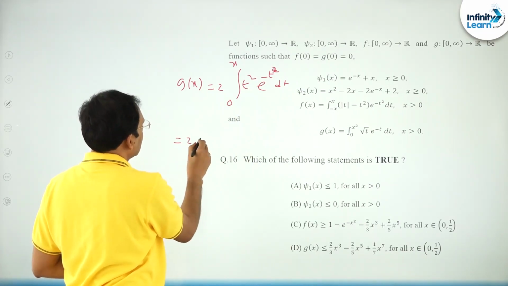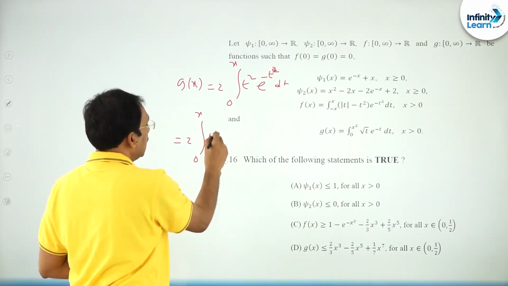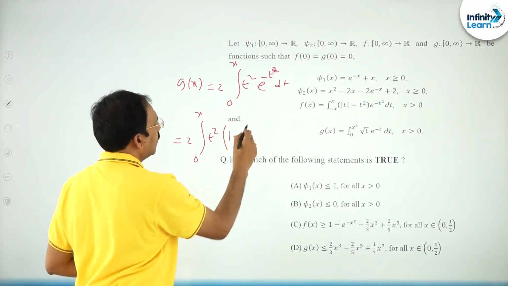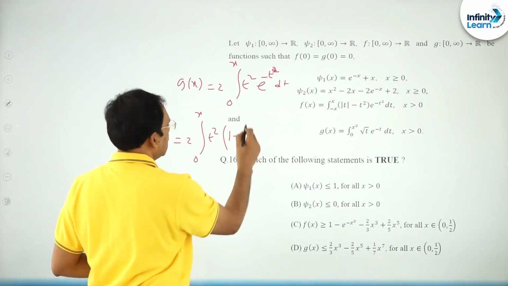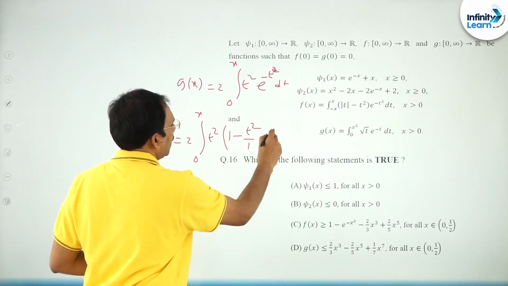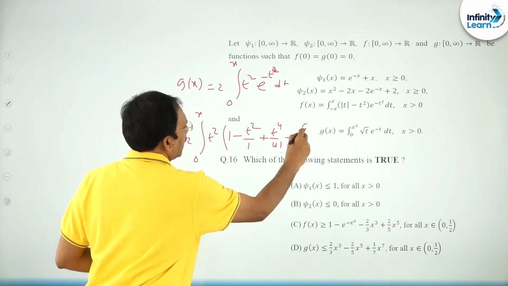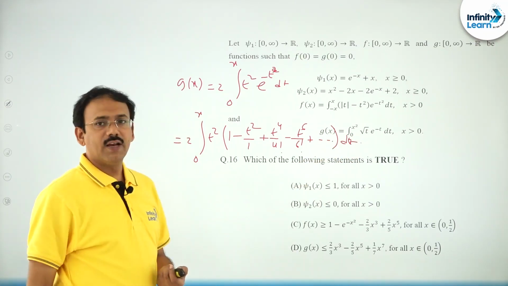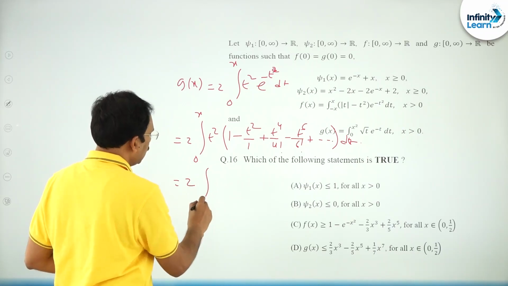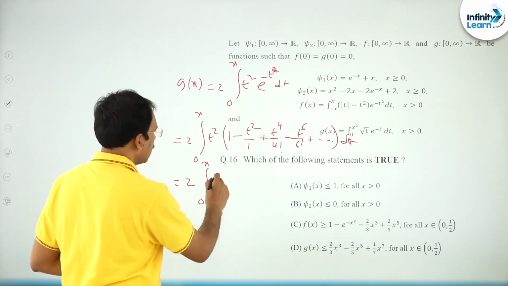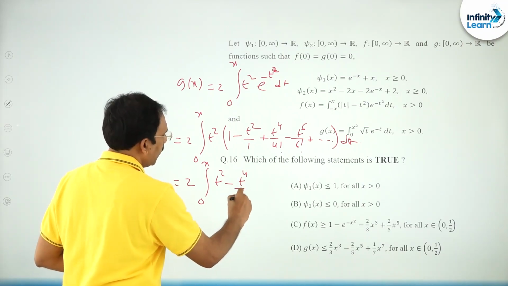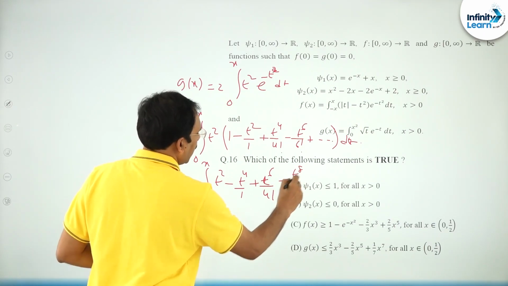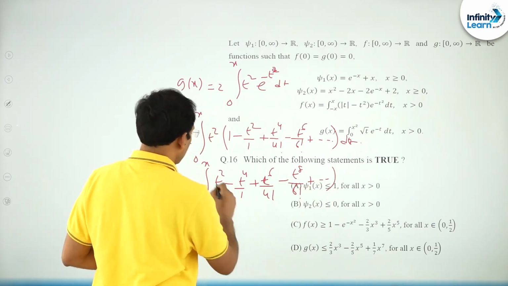So you can just write it as 2 into integral 0 to x of t square into the expansion of e^(-t square), which is 1 minus t square plus t power 4 by 4 factorial minus t power 6 by 6 factorial and so on, dt. Now you just multiply with this, you will get 2 into integral 0 to x of t square minus t power 4 plus t power 6 by 4 factorial minus t power 8 by 6 factorial and so on.